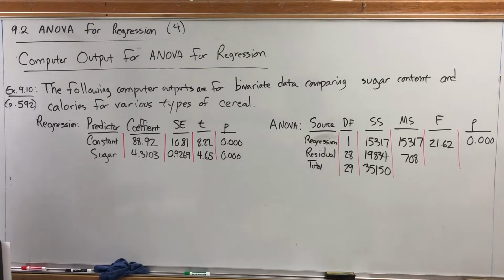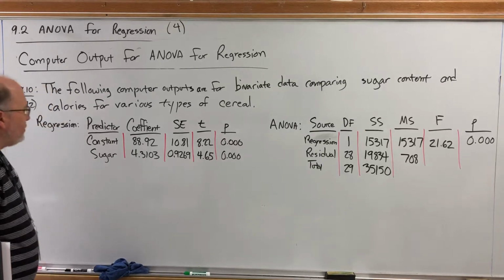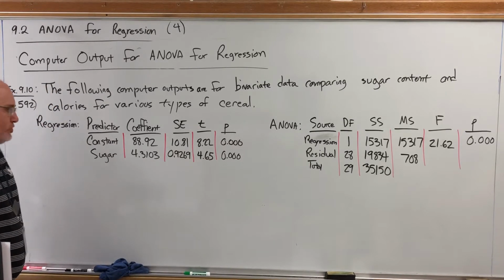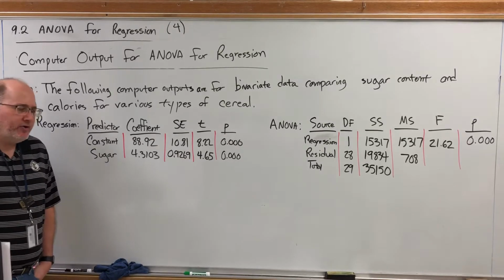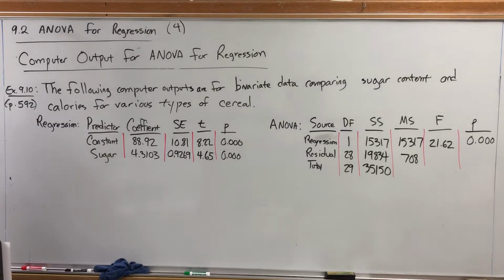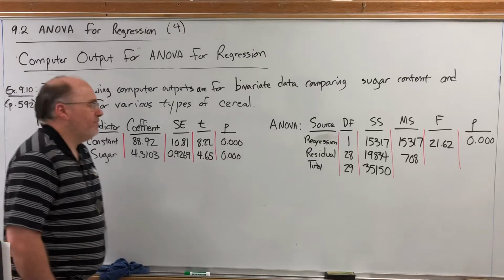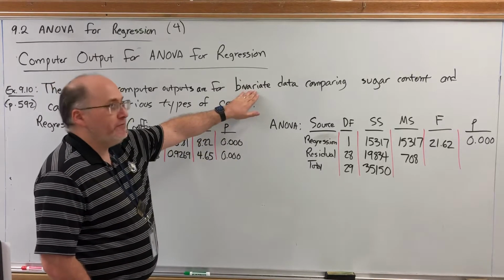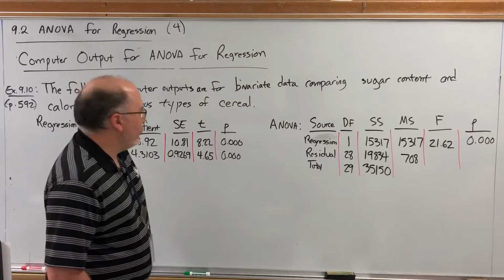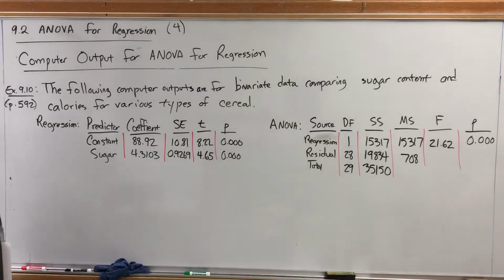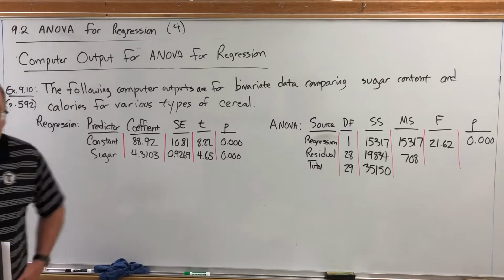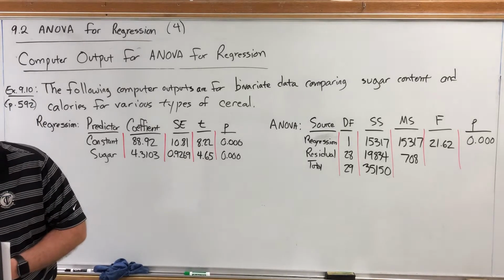As I mentioned in the previous video, a lot of times you'll be given this output. And we've seen computer output before when we were looking at just regression before we got into ANOVA for regression. So on the board I have two sets of computer outputs for bivariate data. Bivariate just meaning two variables, comparing sugar content and calories for various types of cereals. This is example 9.10 on page 532 of your book. So if you have your book, you might want to open to that page.